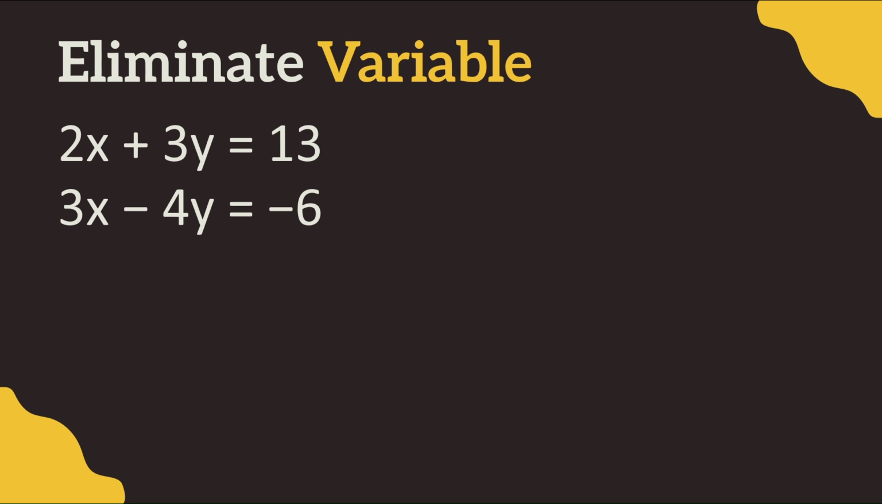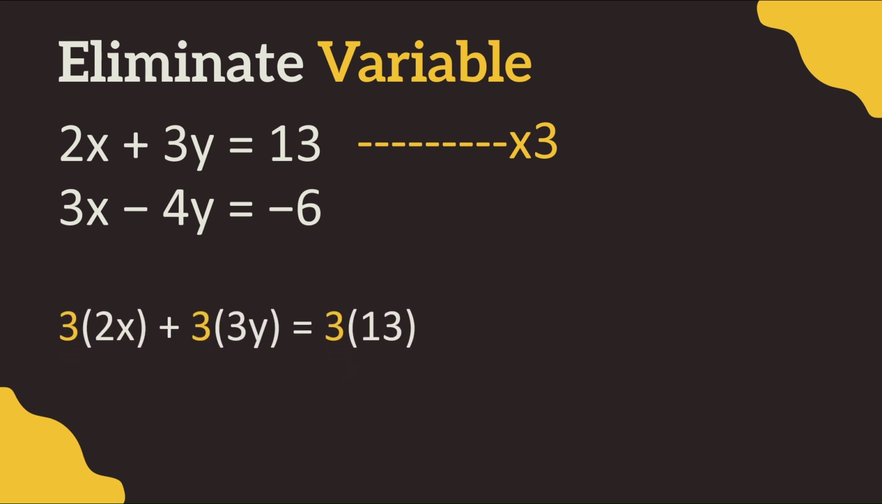If we look at the coefficients of x, we have 2 and 3. Since they are different, we can't eliminate x straight away. So, we'll multiply both equations by something to make the coefficients of x the same. The lowest common multiple of 2 and 3 is 6. So, I'll multiply the first equation by 3 to make the 2x into 6x. Remember, every term in the equation must be multiplied. This gives us 6x plus 9y equals 39.